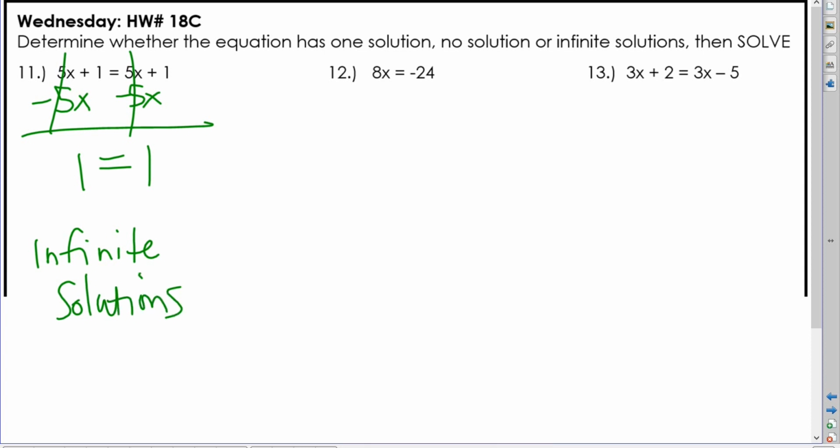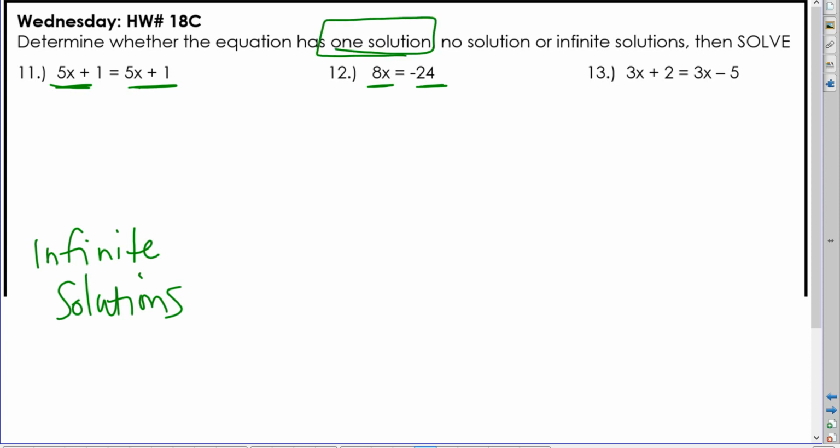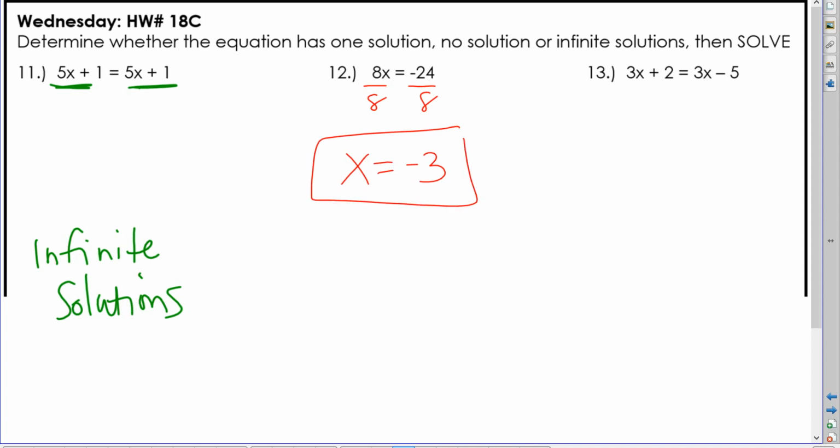So when you go back and you look at the question, remember, if your left side and your right side are the exact same expression, it's infinite solutions. Now on number 12, my left side has a variable and my right side does not. So I know I'm going to have one solution. The question is, what is that one solution going to be? So for this question, I'm multiplying x by 8, so the inverse would be to divide both sides by 8, and my one solution, the only number that would work, is if x was negative 3.